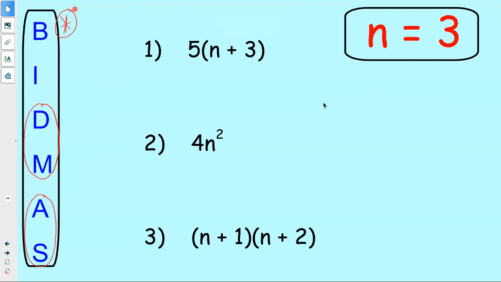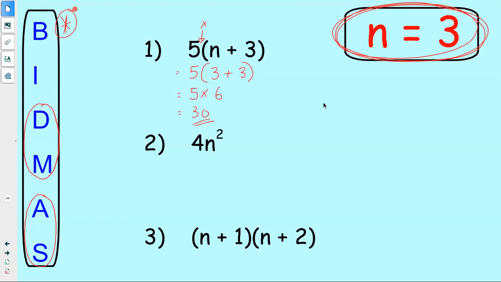We've been told here my n, my variable, is equal to 3. So I'm going to replace that. So number 1, I've got 5 open brackets here. My n is equal to 3, so it'll be 3 plus 3. Now thinking about your BIDMAS rules, you have to add what's inside the bracket first. And remember what's in here. There's a little multiplication sign, so it's really 5 multiplied by 6. And the answer is 30.